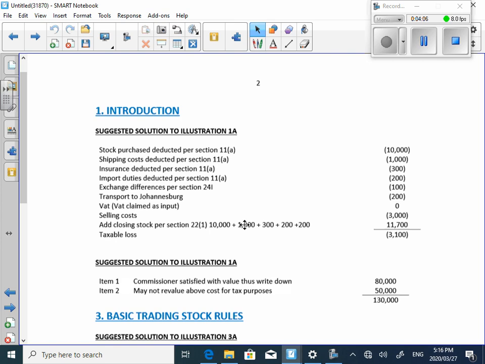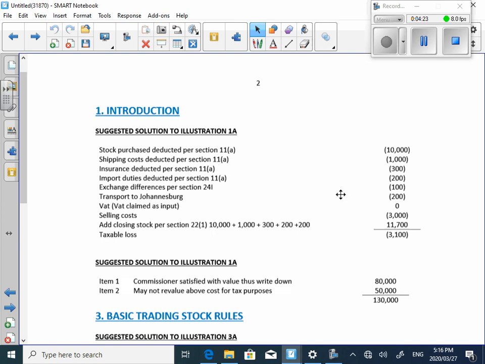Here's the value, 10 plus 1 plus 300 plus 200 plus 200. All of these items are deductions, and your closing stock is added back to income at the end of the day. Let's see what's included there again, just to summarize. Stock deducted, 10 included. The 1 included.